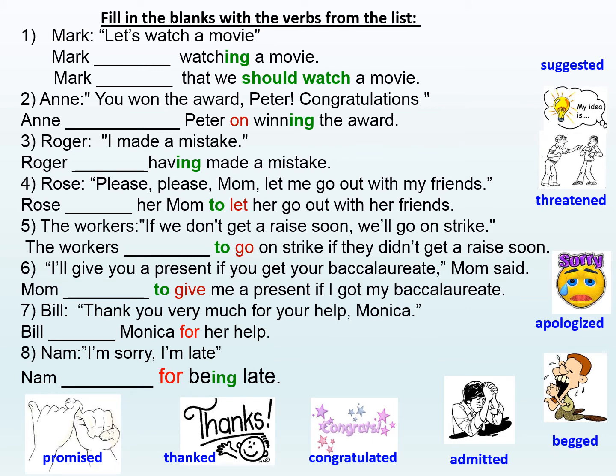In this exercise, I'd like you to fill in the blanks with the verbs from the list. And the verbs in the list are in blue: suggested, threatened, apologized, begged, admitted, congratulated, thanked, and promised. Let's do the first one together. It says, Mark said, let's watch a movie. What did Mark say? Of course, he suggested. Mark suggested watching a movie.